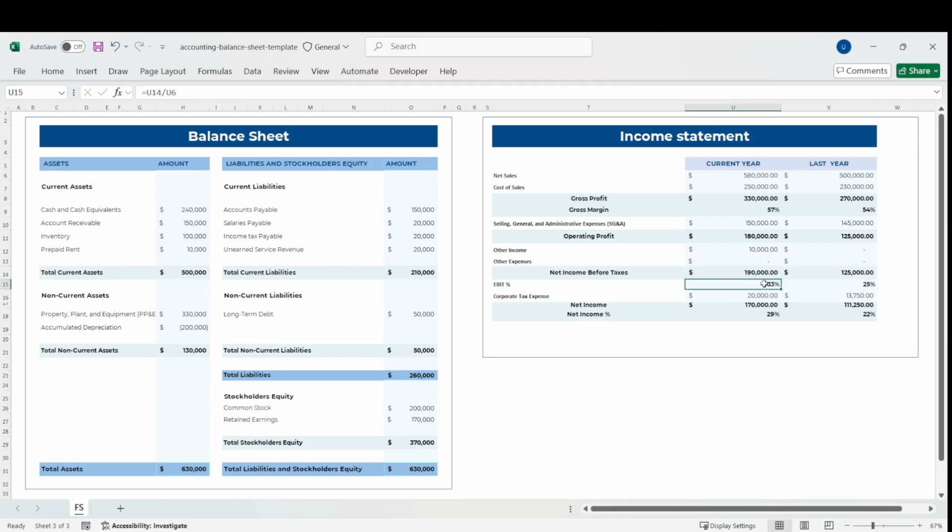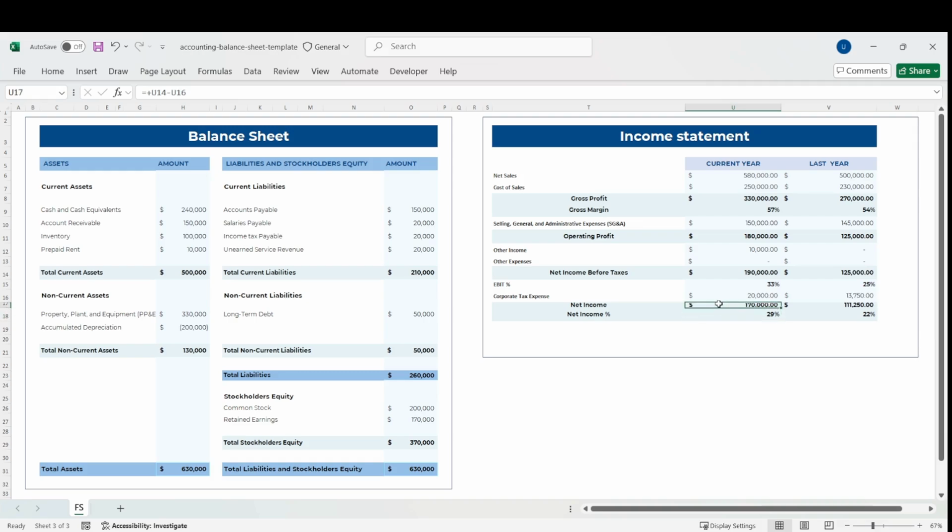We have an EBIT percentage of 33%, while it was only 25% last year. This is a strong indicator for the growth and the increase of profitability for the company. For the net income of the company, here we have corporate tax. It was 13,000, and this year it is 20,000, of course due to the increase of profit for this year.